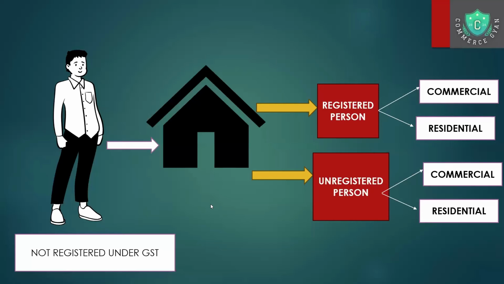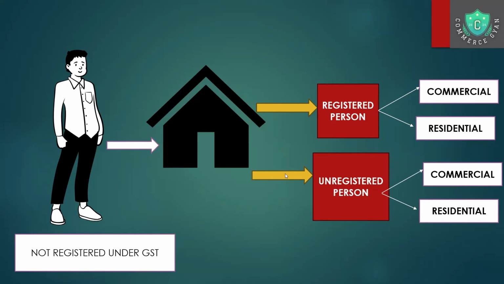Okay, now look at this particular situation. Let's understand this carefully. A person is having a property and he is not registered under GST. When he is letting out this property, there will be two scenarios. One is he is giving this property to a registered dealer, one who is registered under GST, or the second is that he is giving it to an unregistered person. In these two situations, again there will be two circumstances: the property is given either for commercial purpose or for residential purpose.